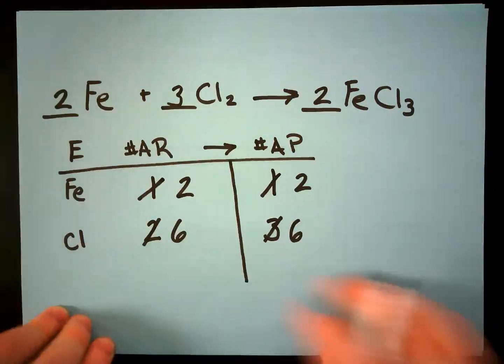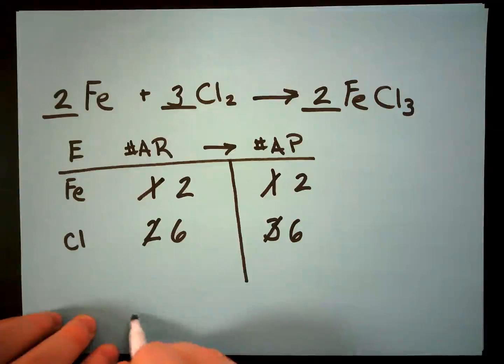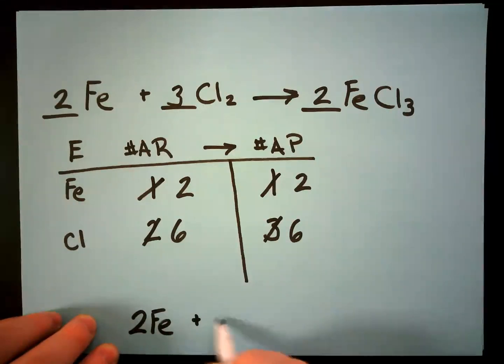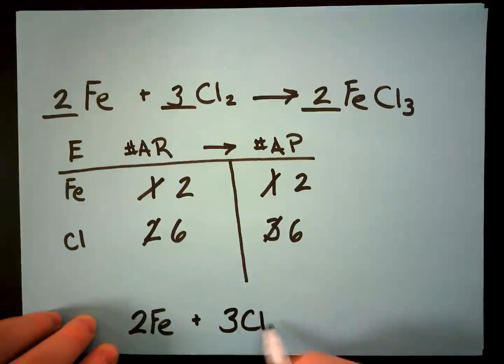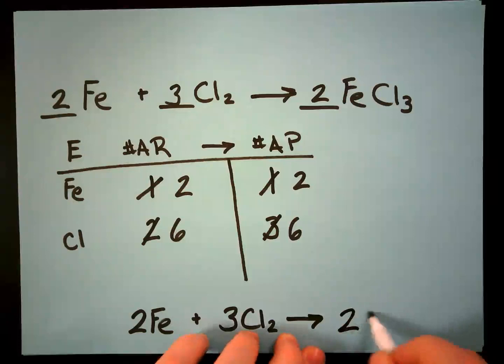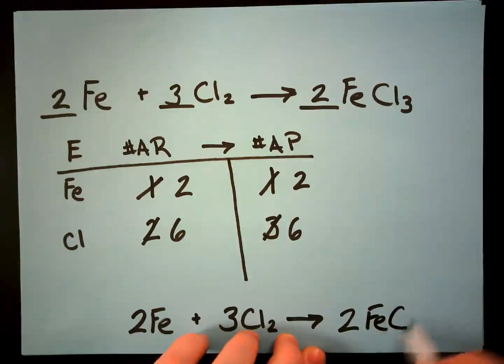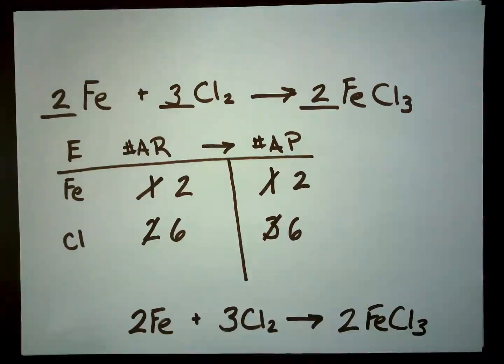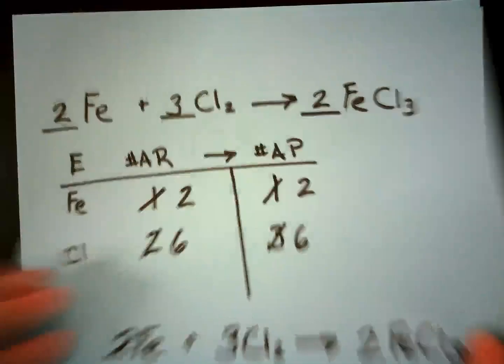So all said and done, my balanced equation is going to be 2 Fe, combining with 3 Cl2s, which is going to yield 2 molecules, or 2 formula units, of iron 3 chloride. Okay, awesome. So that guy's pretty much done. Okay, so let's try something a little bit more challenging. Let's pull this guy out here.